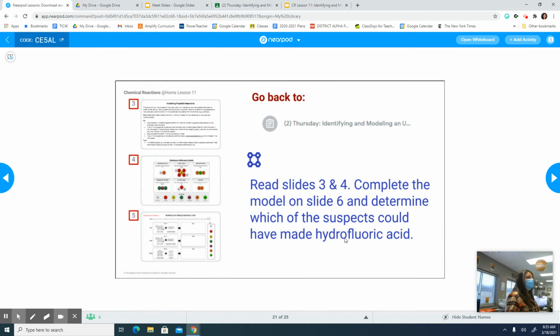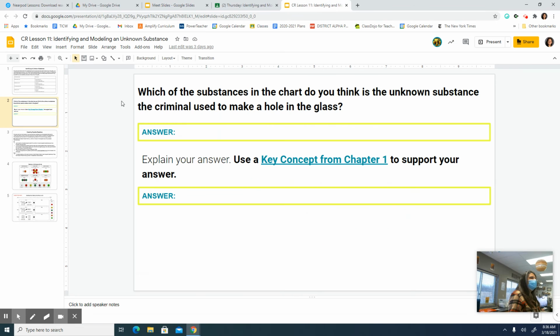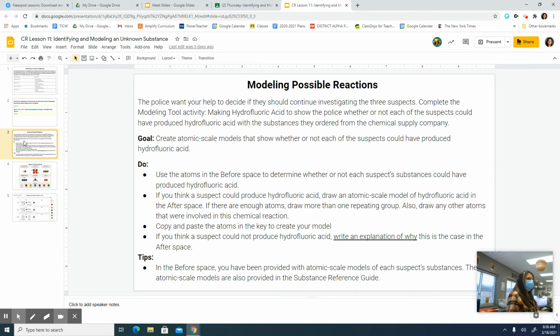So we're going to go back and we're going to read slides 3 and 4 and then complete the model on slide 6 and determine which of the suspects could have made the hydrofluoric acid. So we're back here, slide 3. The police want your help to decide if they should continue investigating the 3 suspects. Complete the modeling tool activity, making hydrofluoric acid to show the police whether or not each of the suspects could have produced hydrofluoric acid with the substances that they ordered from the chemical supply company.